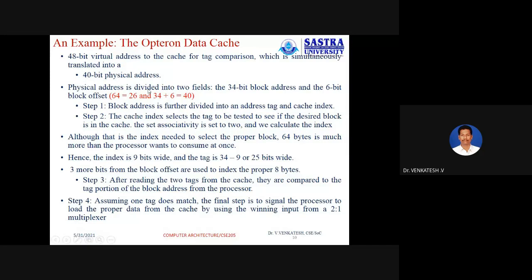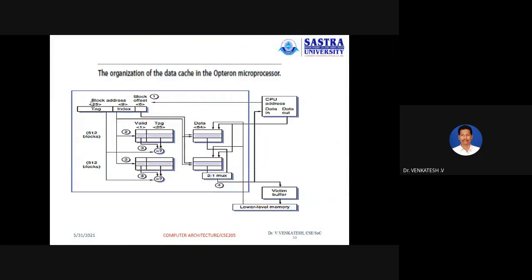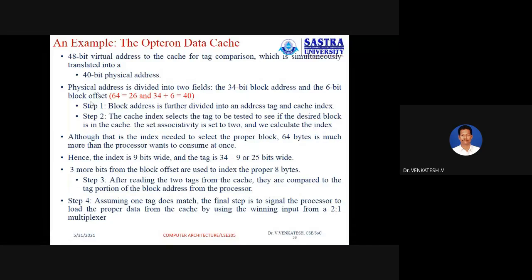In that case, that physical address is divided into 2 fields. This 40-bit physical address is divided into 2 fields: a 34-bit block address and a 6-bit block offset. So previously I told you, we have tag as well as index. So this 34-bit plus the 6-bit block offset will give you the 40-bit physical address.